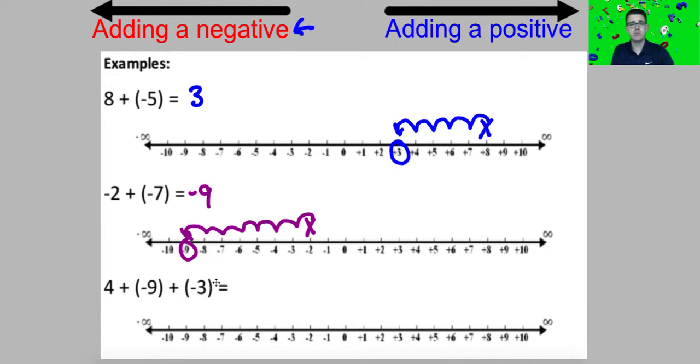Even with 3 numbers, we still follow the same steps. The first number tells me where to start. So I'm going to start at +4. First, I want to add a -9. Since I'm adding a negative number, I want to go down 9 spots: 1, 2, 3, 4, 5, 6, 7, 8, 9. And that took me to -5. But then I want to add another -3. So I'm going to go down 3 more: 1, 2, 3. And I end up at -8. So each time I add another number, I just continue from wherever I am on my number line.